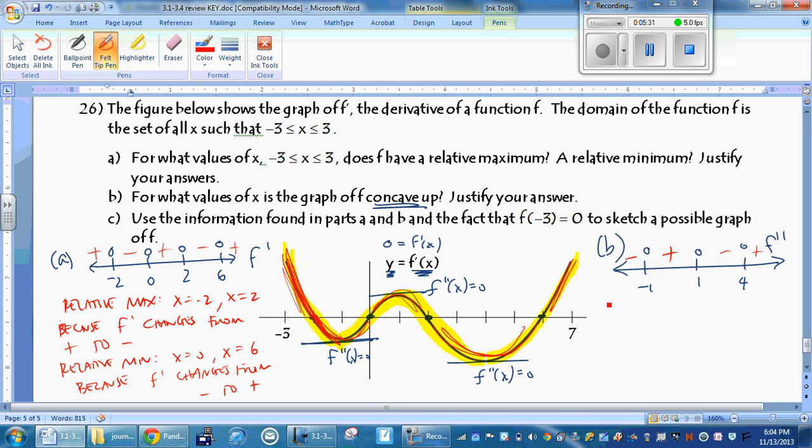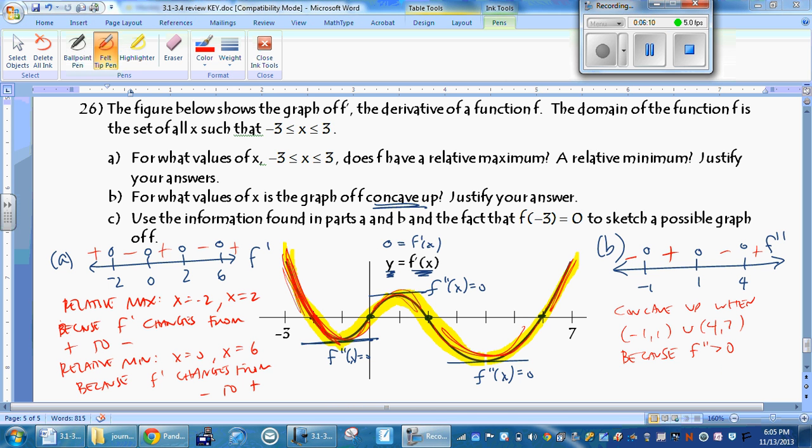So in part B, we're asked to figure out when the graph of f is concave up. It's concave up on the intervals from -1 to 1 and 4 to 7. And we want to justify that. Well, the reason is because the second derivative is positive. Right, our second derivative is greater than 0. When the second derivative is positive, our graph is concave up. The graph of f is concave up.